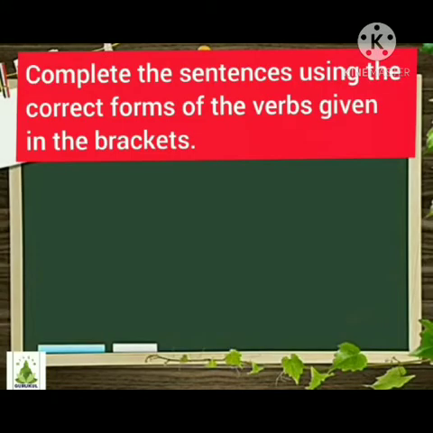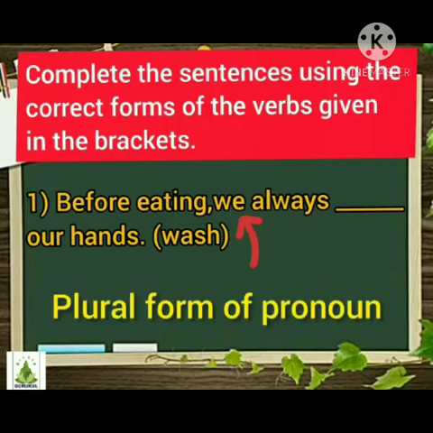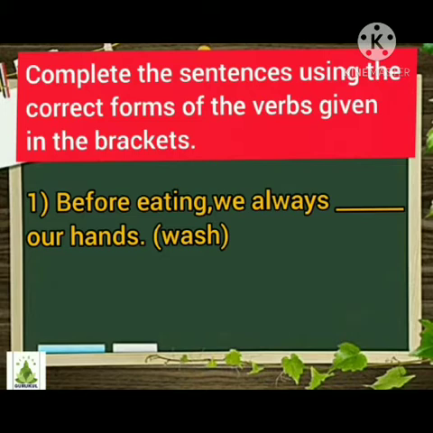Complete the sentences using the correct forms of the verb given in the brackets. First, before eating, we always dash our hands. Option: wash. Here we have to use the proper form of the verb, that is wash, as we is the plural form of pronoun. So here the base form of the verb will remain the same. So the answer is: before eating, we always wash our hands.